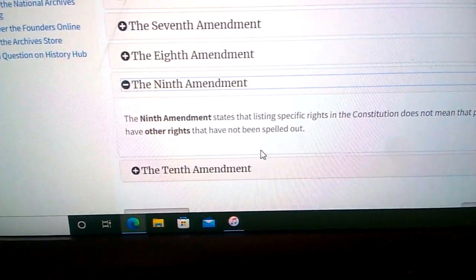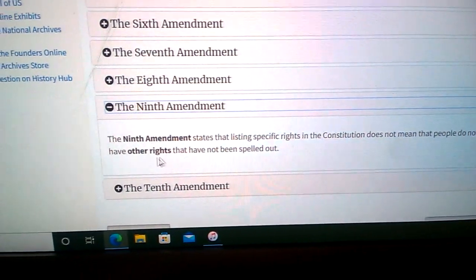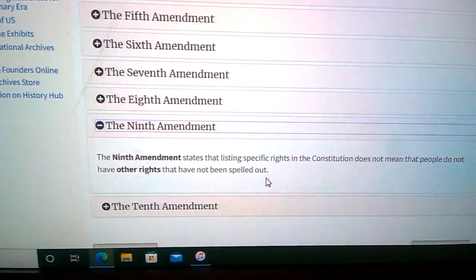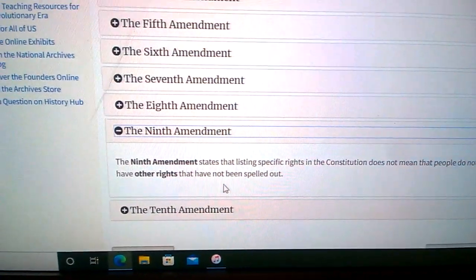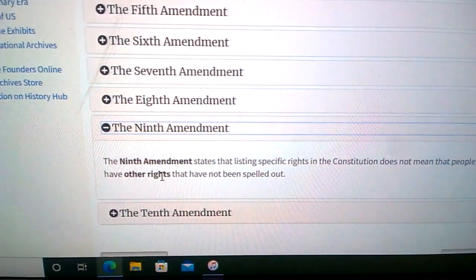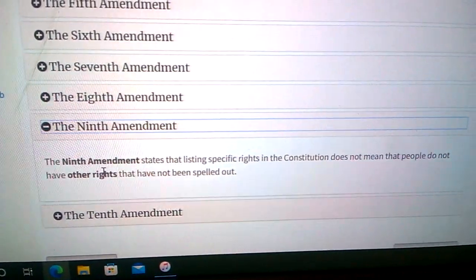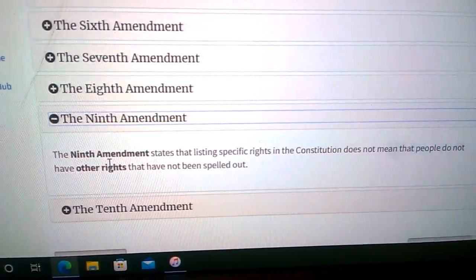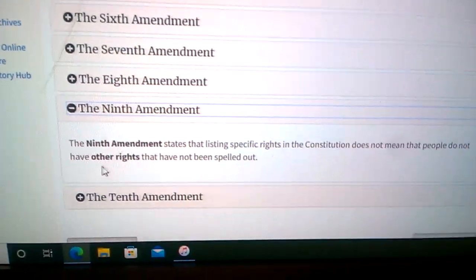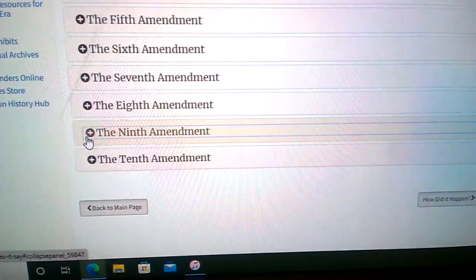The Ninth Amendment states that listing specific rights in the Constitution does not mean that people do not have other rights that have not been spelled out. And that's an interesting one because that means we actually have some rights that the Constitution may not grant us that are kind of just inherent, like the freedom to shop where we want, work where we want, not have the government control everything we do and watch and say, kind of like communist China or Nazi Germany with Hitler. Are we seeing a pattern yet? The founding fathers were very wise, very wise.